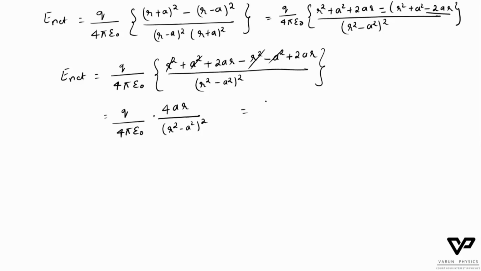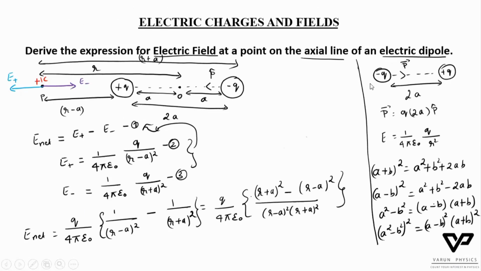This can also be written as 1 by 4 pi epsilon naught, Q into 2AR into 2, divided by (R square minus A square) whole square. Please do not strike off the common 4. That is equal to 1 by 4 pi epsilon naught. We already discussed this in the basics. Q into 2A, that is charge into distance, is nothing but the dipole moment, the vector sum of a dipole moment.